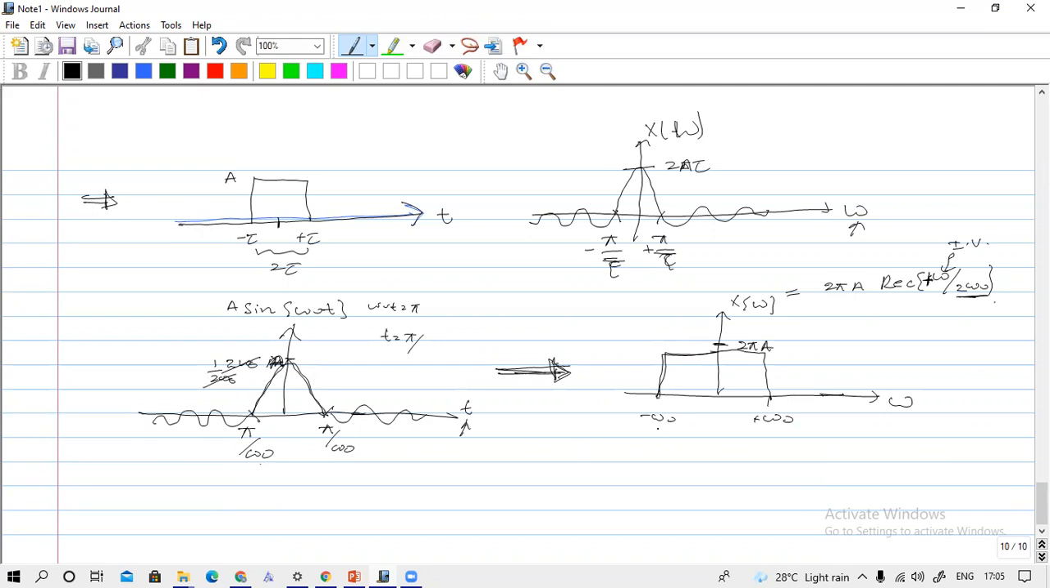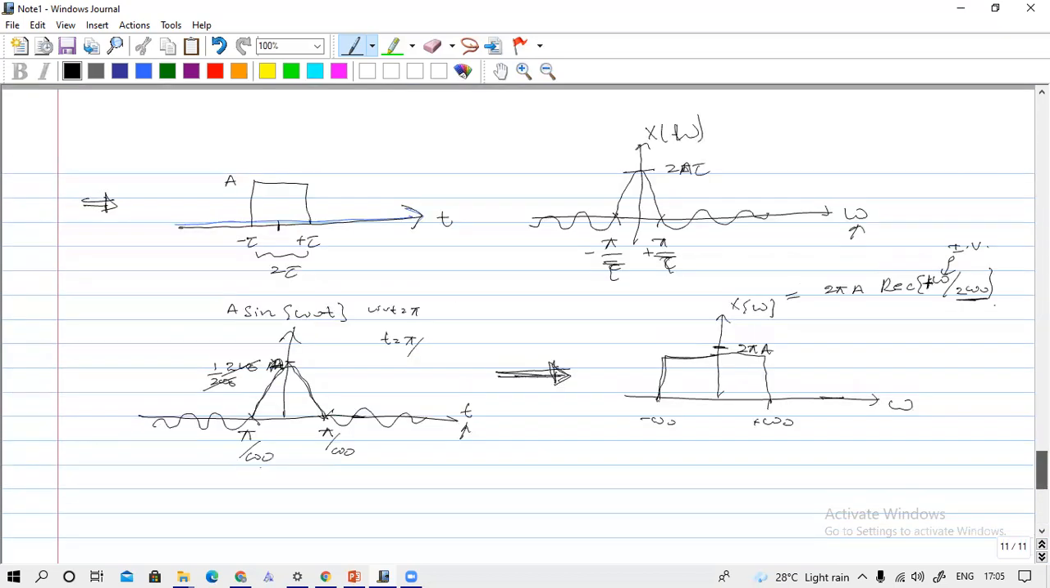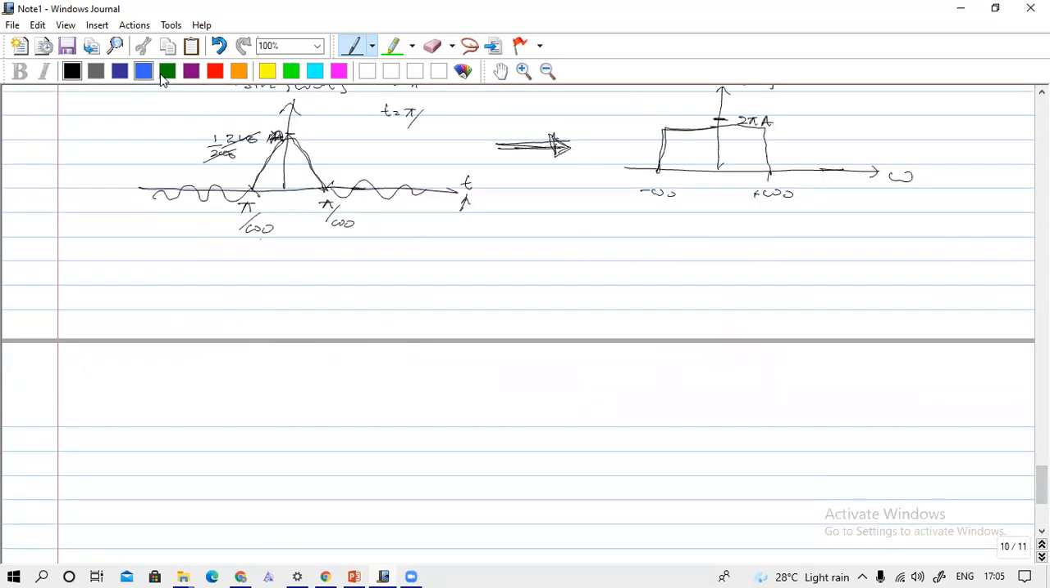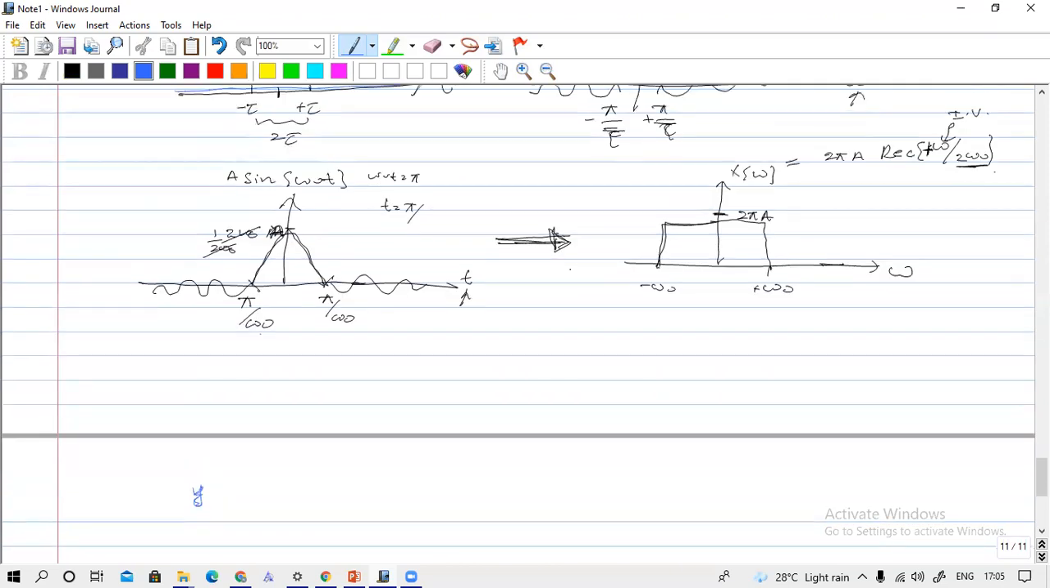So again, I will do another one. We are asked to find, we are given another signal. Say this is y(t), and this is Y(omega). So this way we have to find the spectrum, using the duality property always.